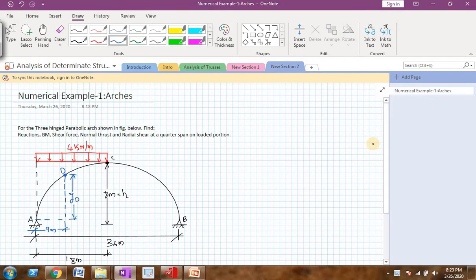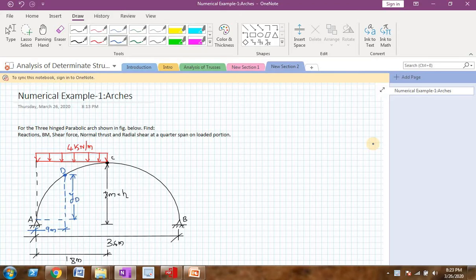We'll be seeing how to find the normal thrust and radial shear for a three hinged parabolic arch. So this is the first numerical example. We'll see this numerical example and slowly we'll complicate the numerical examples, and we'll see how to analyze this three hinged parabolic arch. Now this is the first example on three hinged parabolic arch.